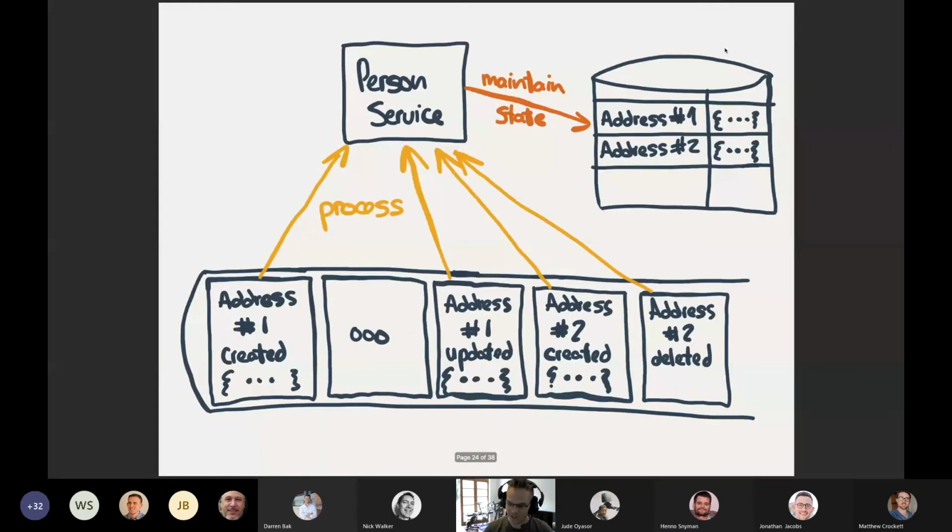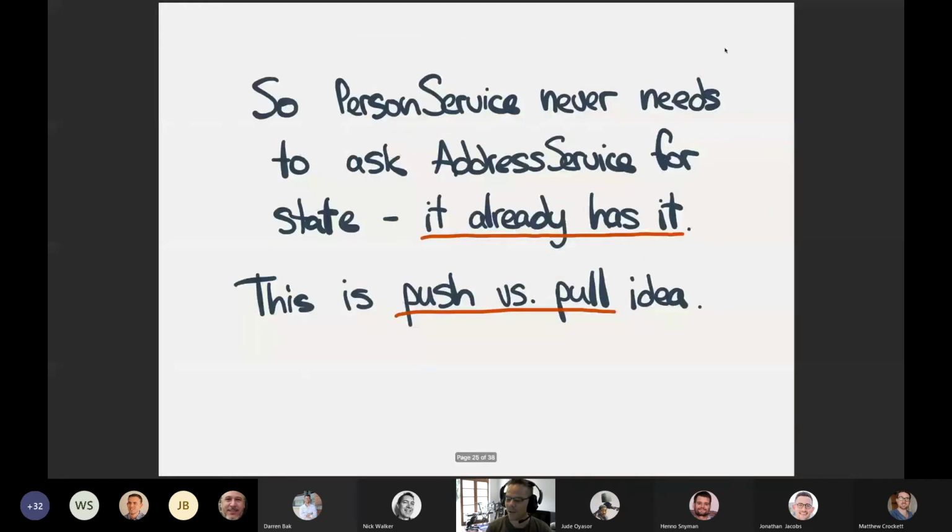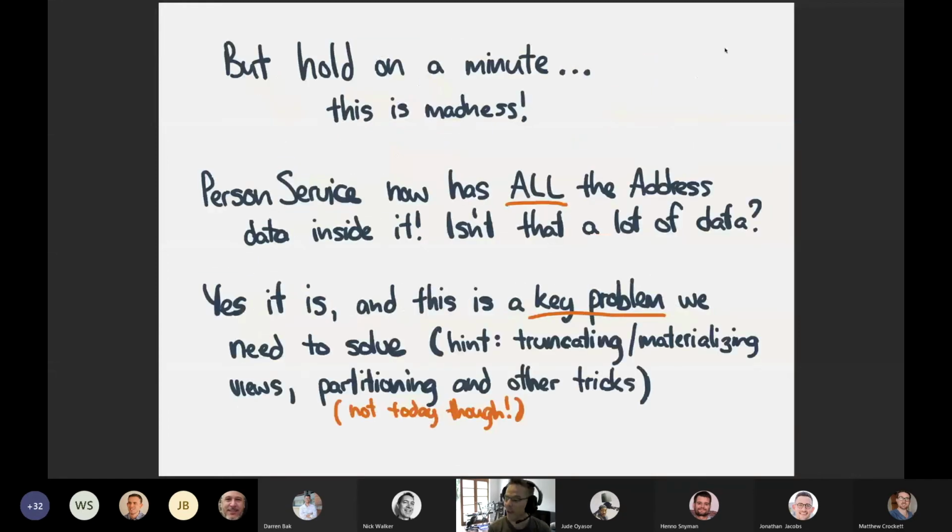If you missed that, I'll reiterate. We're saying put all the addresses that the person service is interested in into the person service. That should make you feel uncomfortable. It certainly makes me feel uncomfortable. And the answer is, yes, that is absolutely a key issue. But it's an issue that can be solved within the technology, the problem domain. It's an essential piece of complexity, actually.